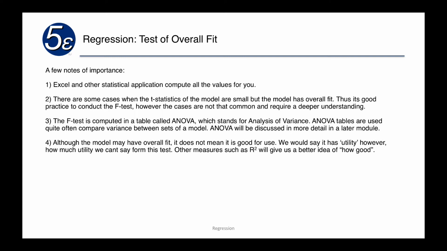The F-test is computed in a table called ANOVA, which stands for Analysis of Variance. The ANOVA tables are used quite often to compare variance between sets of models. And if you remember from a previous module, we had looked at computing the variance of one variable over the variance of another variable using the F statistic. And that's what the F statistic does. It calculates and compares differences in variance. And we're going to talk about ANOVA a little bit later in another module.